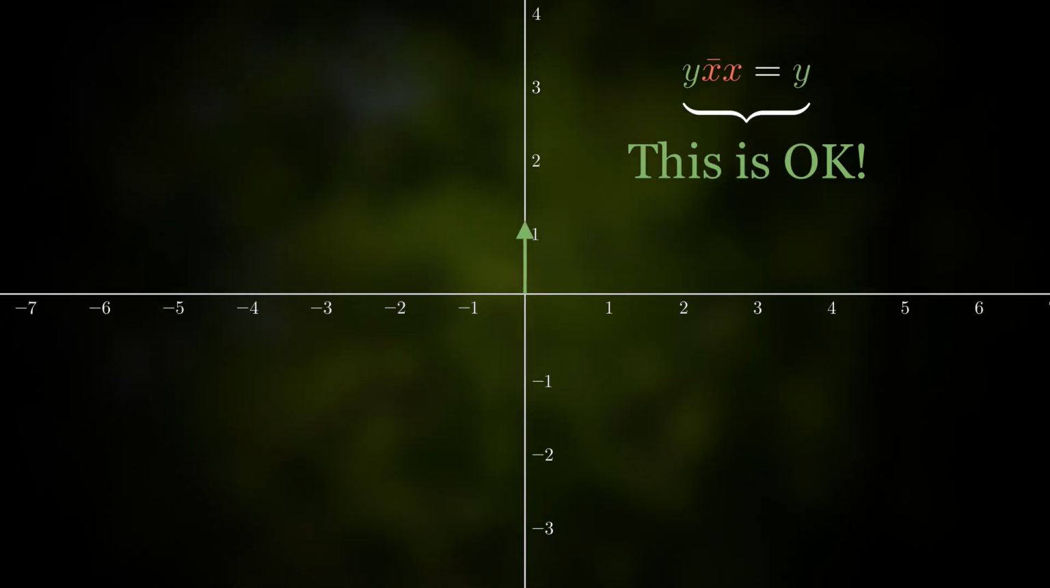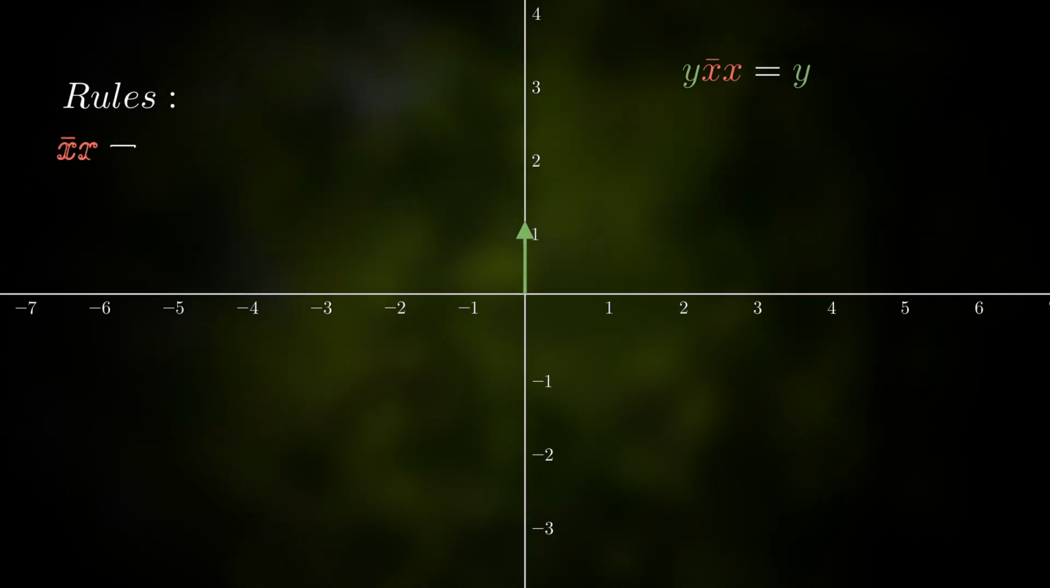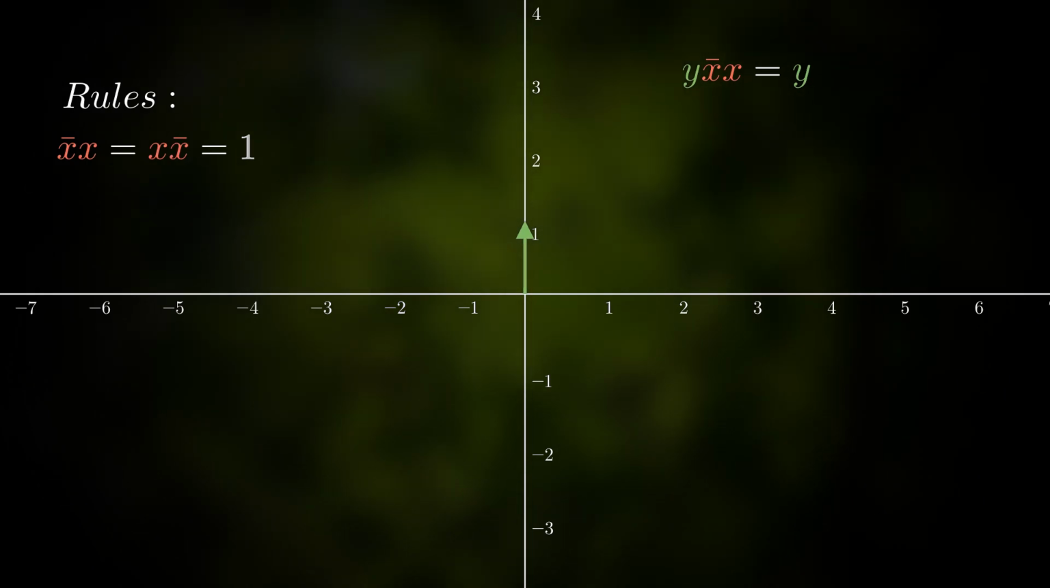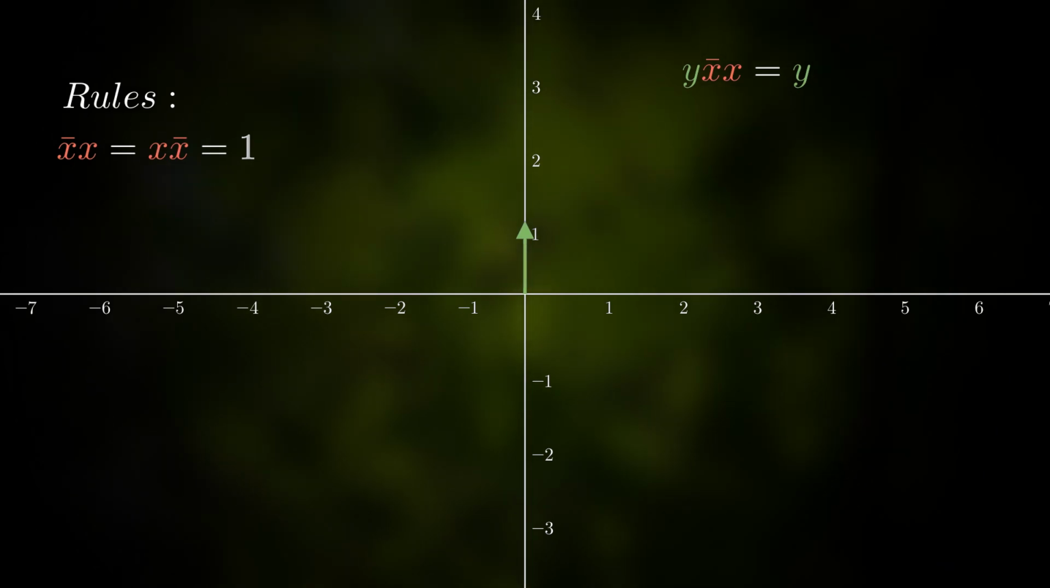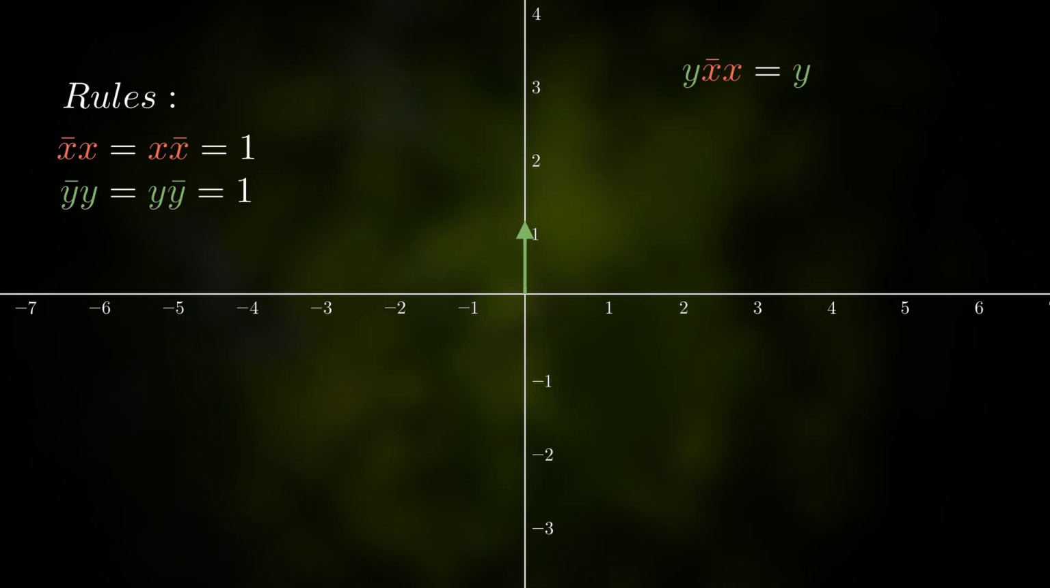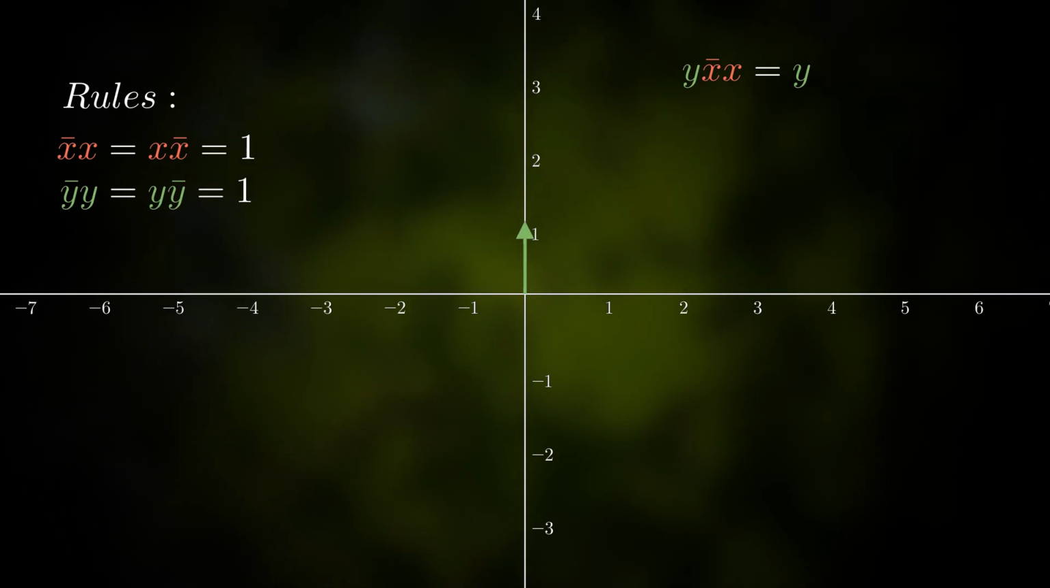x x bar equals x bar x equals 1. This is because just like how x bar is the inverse of x, x is the inverse of x bar. It is a two-way relation. Either they are both inverses of each other or they are not inverses at all. We can also make the same argument for y and y bar. x and y are simply different labels for our unit vectors. They should both act the same. So a rule we define for x should also hold for y. That means y y bar equals y bar y equals 1.